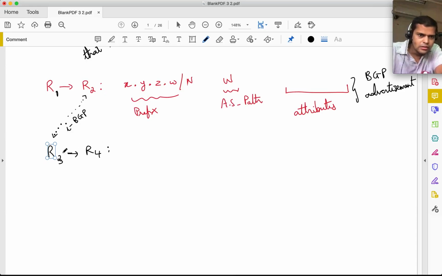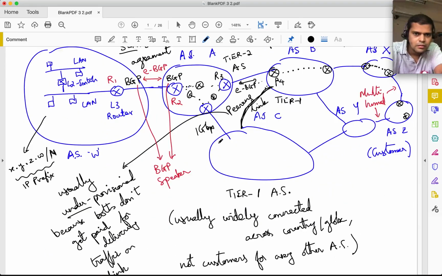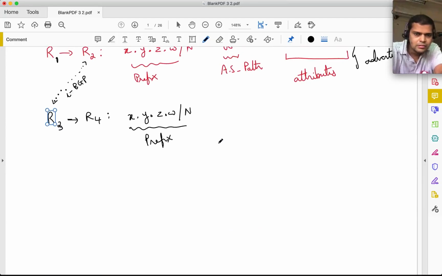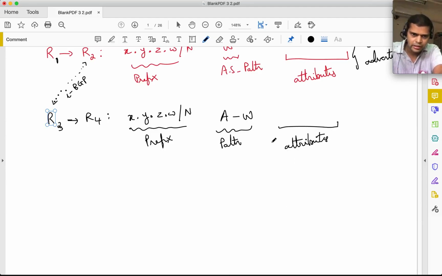And so what is R3 going to tell R4? It's going to say x.y.z.w.n/n. So it's saying that I am aware of this prefix, and my path to that prefix is AW. This is the AS level path. Plus there will be some attributes. Attributes are some extra information, and we'll see some of the attributes that can be handed out. Okay, and similarly it continues.